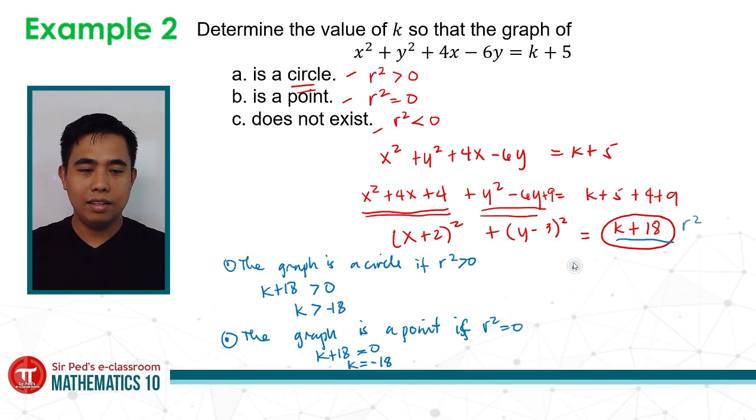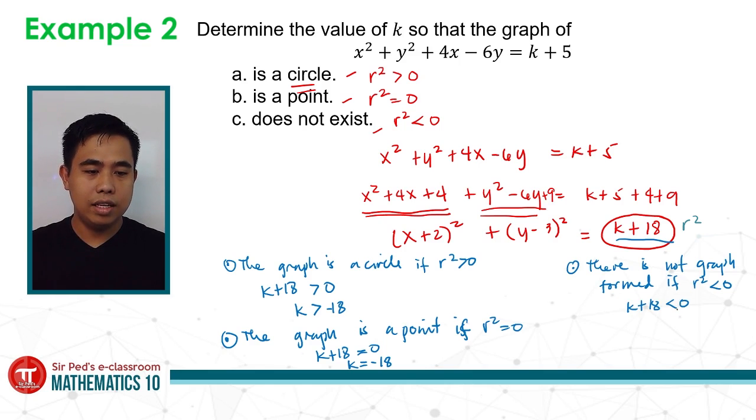And last, there is no graph form if r squared is less than 0. So by substituting, k plus 18 is less than 0, so k is less than negative 18.